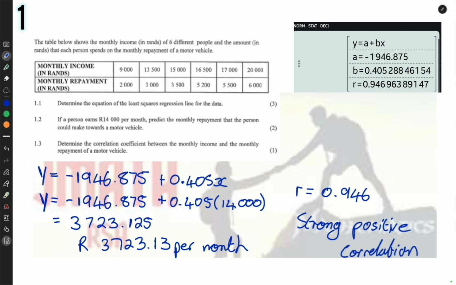If X increases, Y increases, and that increase is the same between all the given data sets that they gave me. So the closer this R value gets to 1, the more perfect the correlation. But in this case, I just need to write strong positive. And that's grade 12 stats.